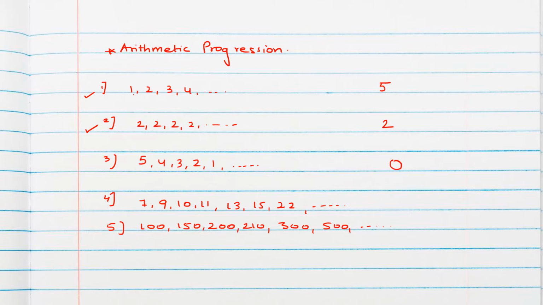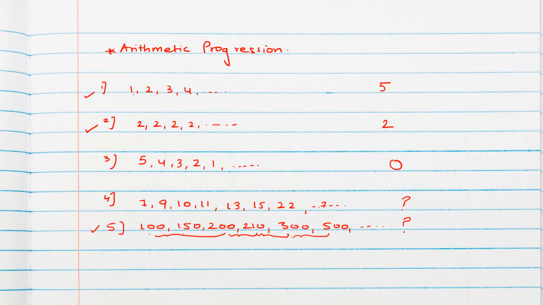But for the fourth one, 7, 9, 10, 11, there is no such pattern so that you can find the next number, isn't it? If you observe the fifth example, 100, 150, 200, yes, you got one pattern, that 50 we should add. But then what happened? 210, then 300 came, then 500. There is no pattern. So for this list of numbers also, you cannot find the next number.